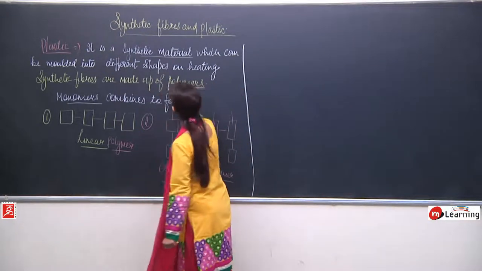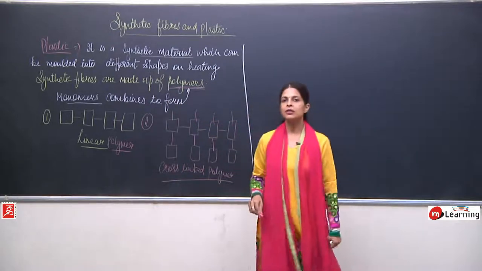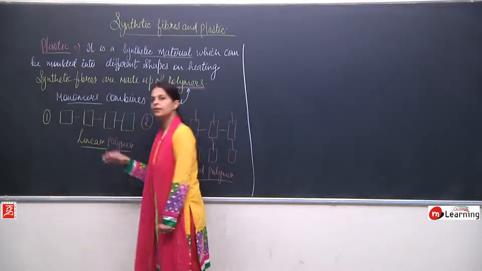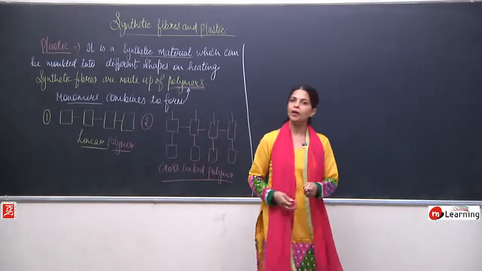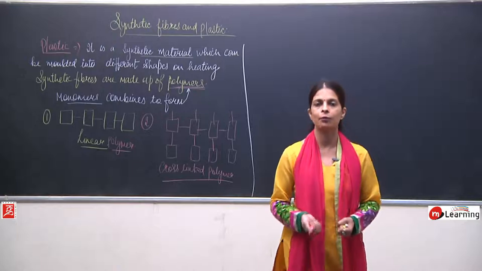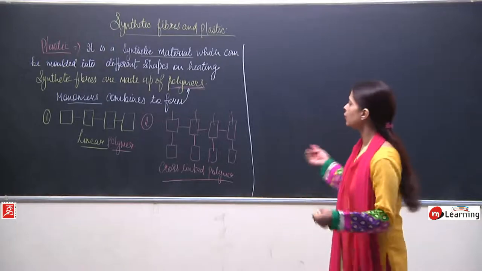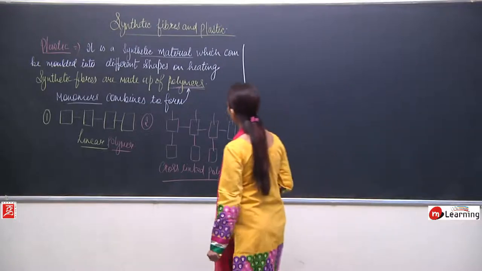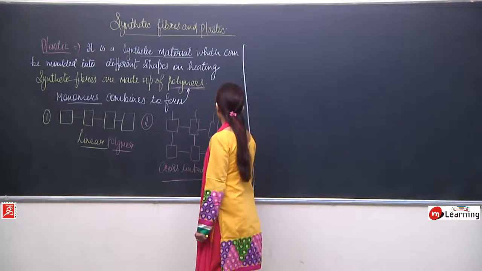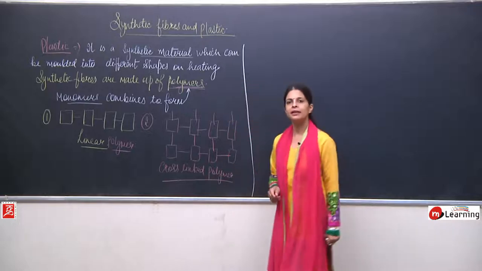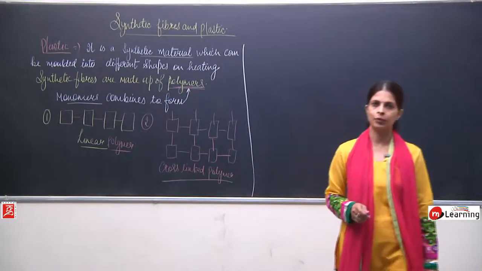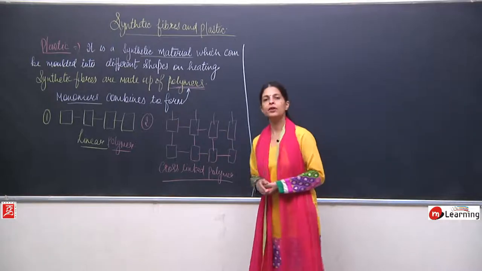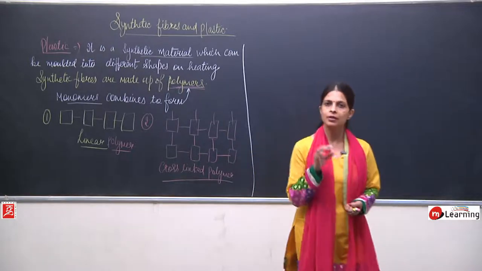Now, what is poly? Poly means many. So it is made up of many small units. We can see the small units which are combining, and after combining the polymers are formed. It can combine in a regular pattern, regular fashion, and then it is known as linear polymer. And when it combines in this way, I forgot to put a line over here, then it is known as cross-linked polymer.